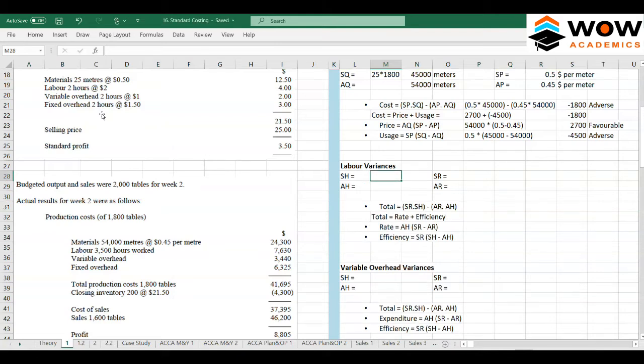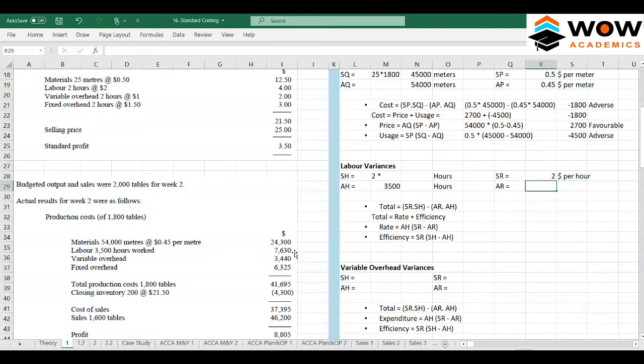Labor per unit is 2 hours. To do 1 unit, it is 2 hours. Actual hours worked is here. They worked for 3500 hours. You can put that here. What is the standard rate? The standard rate is $2 per hour. You can put it like that.